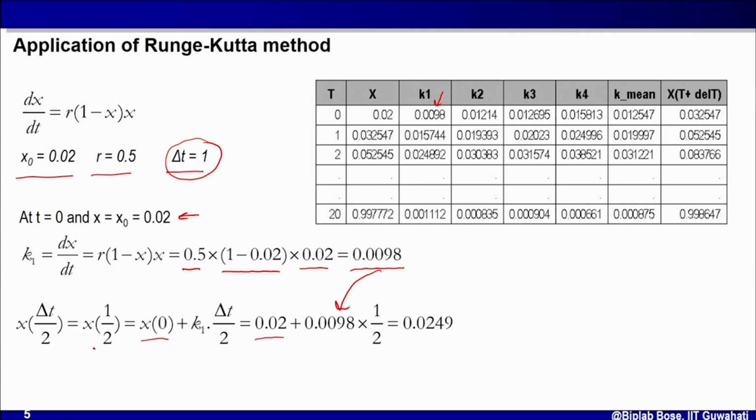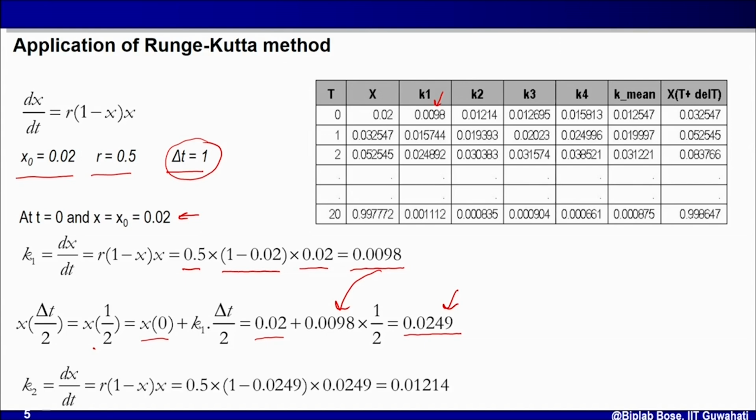Delta t is 1, that is in by 2. That gives me a value 0.0249. So I got a point from delta t by 2 away from time equal to 0, and the value of x I have calculated at that point. I want to draw a line there having a slope equal to dx dt, and the slope there will be k2. dx dt is equal to r into 1 minus x into x.